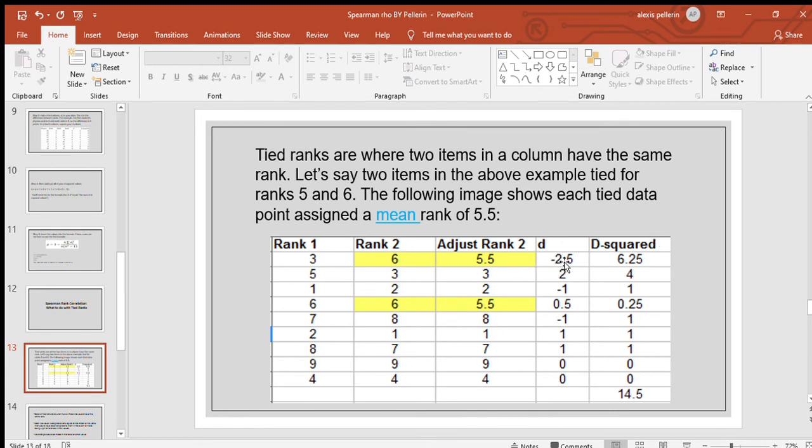Then the difference of this rank. In this situation, the difference of the first rank and the adjusted rank. So we have negative 2.5, then 5 minus 3 is 2, 1 minus 2 is negative 1, and so on and so forth. So square this and we get this. And then the sum of all the d squared is 14.5.